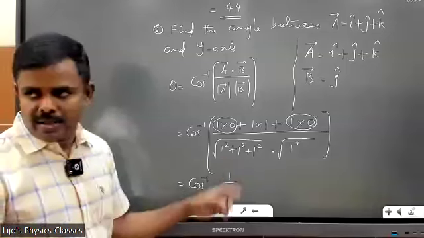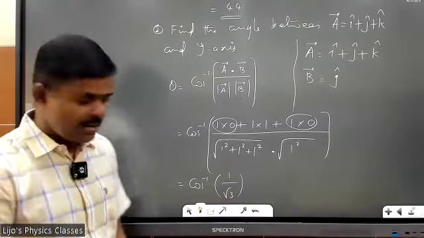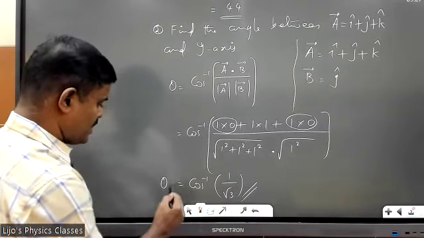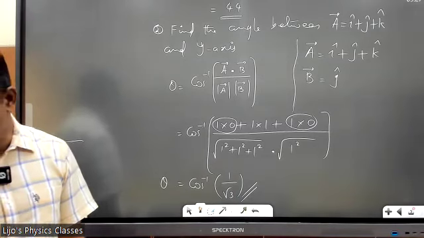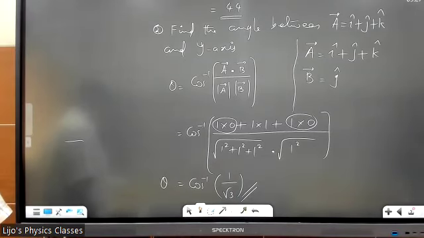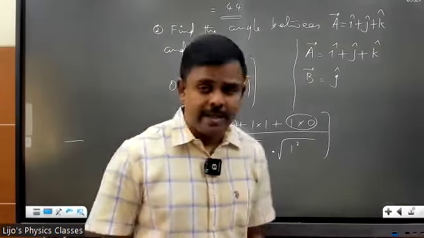This is root 3, right? Yeah. 1 by root 3. Cos inverse of, yeah, you can leave it like this. Cos inverse 1 by root 3. Theta is equal to, that's a previous question from your school paper. Theta is equal to cos inverse 1 by root 3. All of you understood this? Right. Write the next question.